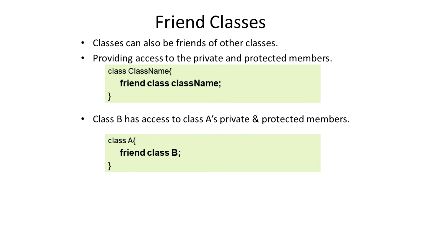So if we have a look at the green box below, the second one, here's an example where within class A, we have declared that class B is to be a friend of class A. So therefore, class B has access to class A's private and protected members. So this will give you unrestricted access, basically, to everything within the class. In the previous example, we restricted the access to just one function, but here we're given entire access to the class.